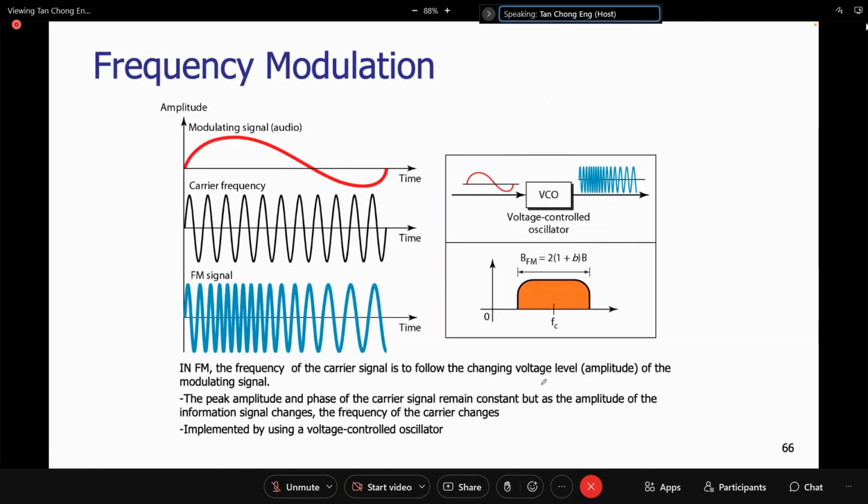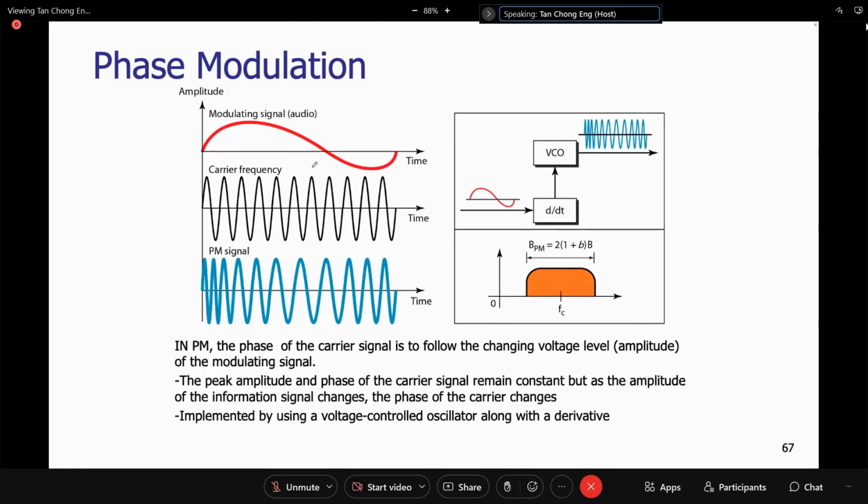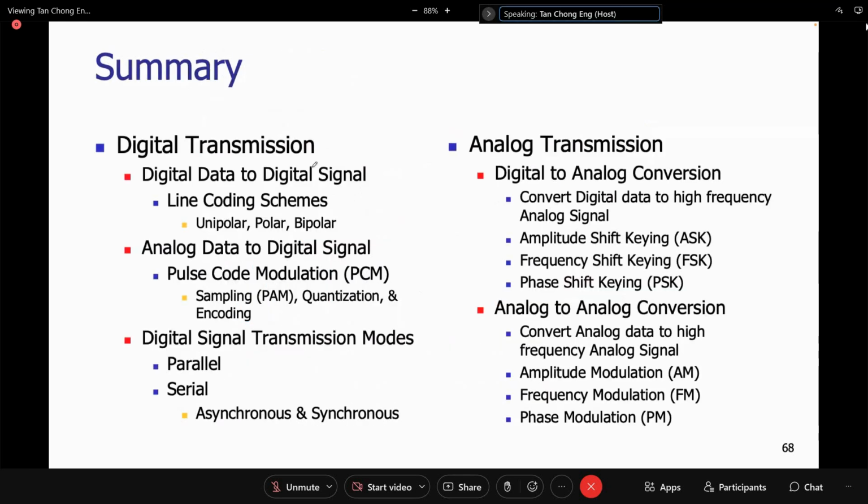As simple as that. So frequency modulation as well, the same thing. Exactly the same, the concept is the same. Phase modulation is also the same thing. It's just changing the phase on it. So in summary, these are everything.